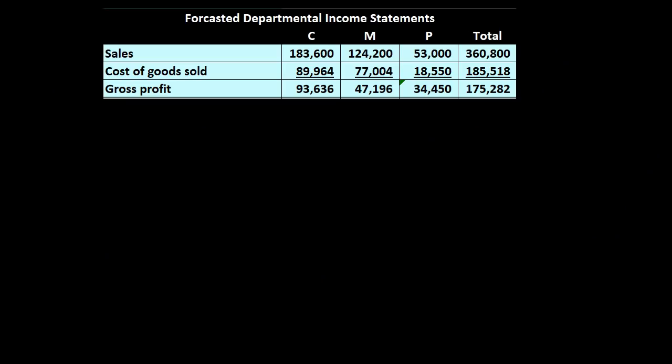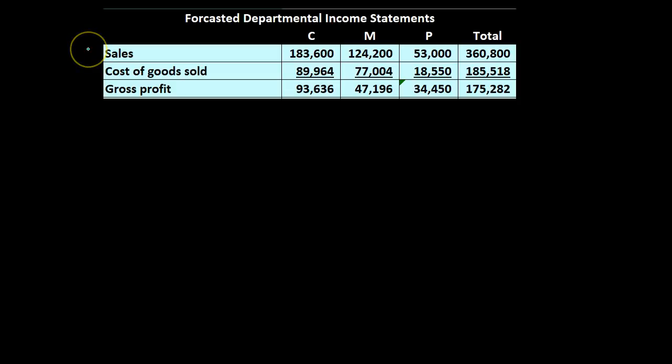Let's first take a look at a forecasted department income statement so we can see the direct costs and indirect costs. Then we'll talk a little bit about the allocation of the indirect costs, and we'll spend more time on that allocation process in a future presentation. Here's an example of the forecast department income statement. We've got the 3 departments, C, M, and P, and then the totals over here.